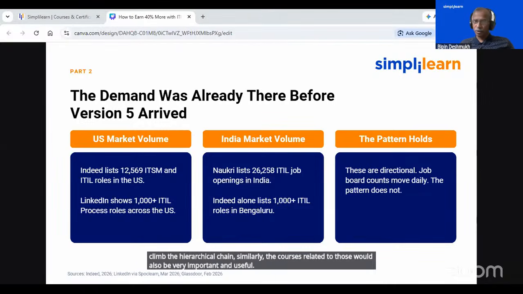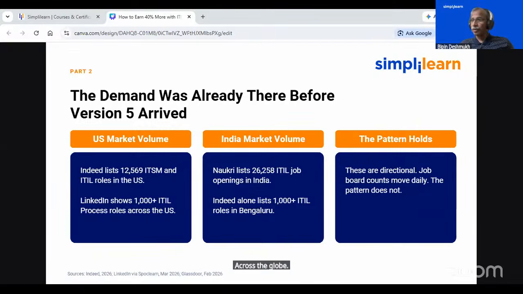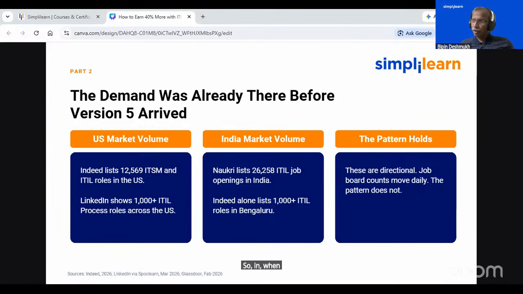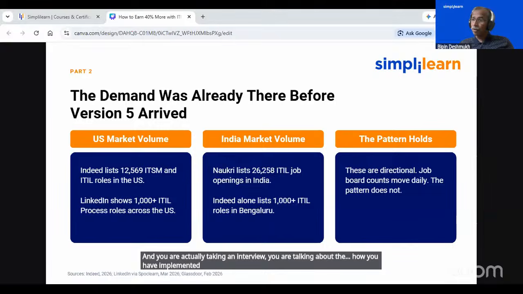So in all the markets, not only in India, but across the globe, this is the first thing which people see: showcase and application. They will always look at whether knowledge is one thing, and how you apply that knowledge is also very critical and important. So when you write it in a CV, it helps in shortlisting. When you are actually taking an interview, you are talking about how you have implemented and applied the knowledge. It becomes much easier and faster for you to get shortlisted.